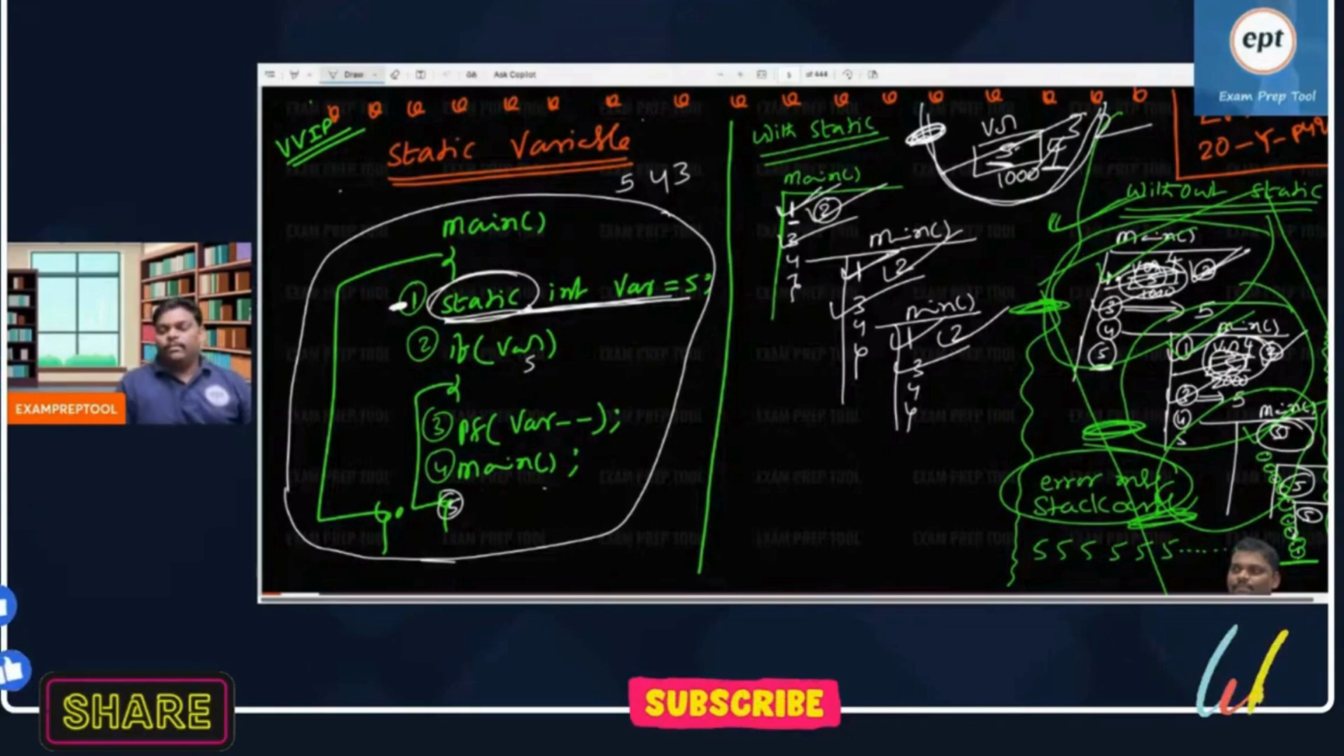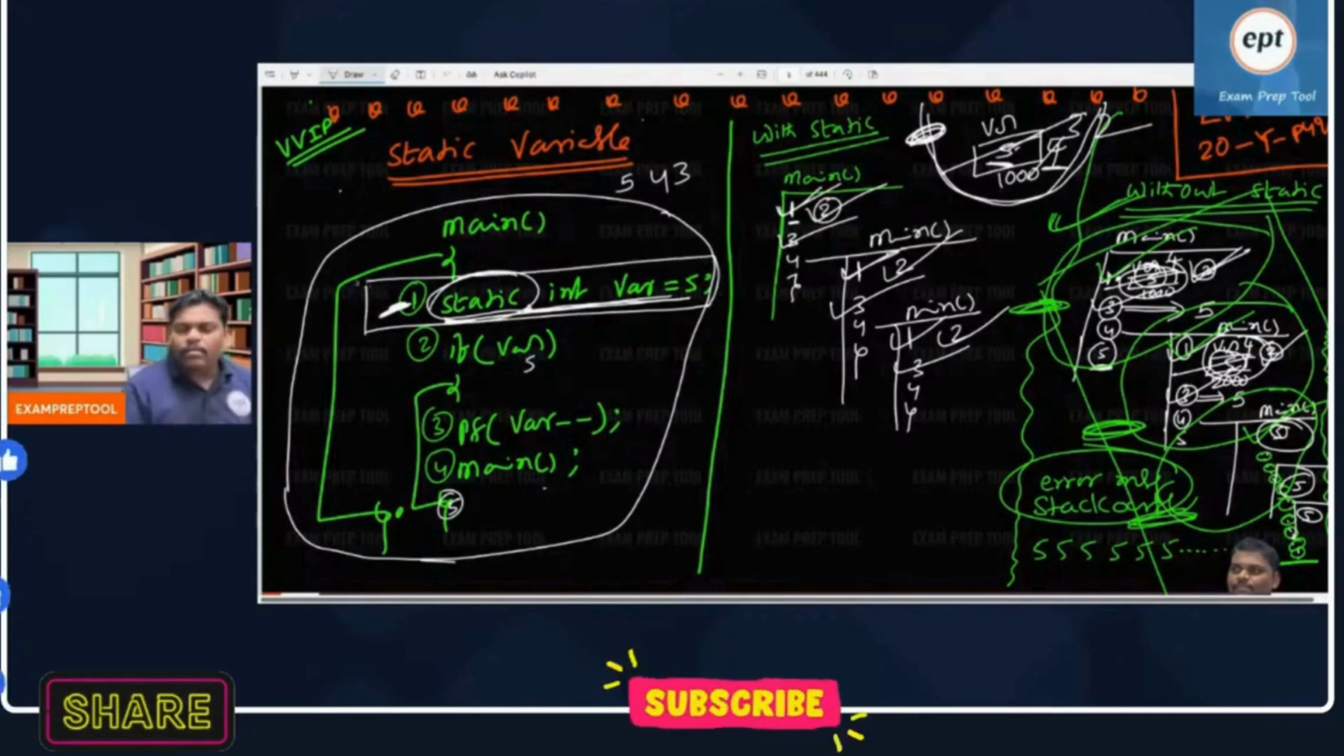Static area. Now it is the first question I want to ask you. In the static area, will local variables store or global variables store? Remember, by default globals, now local also stored. See, he is a local. How can you say global?